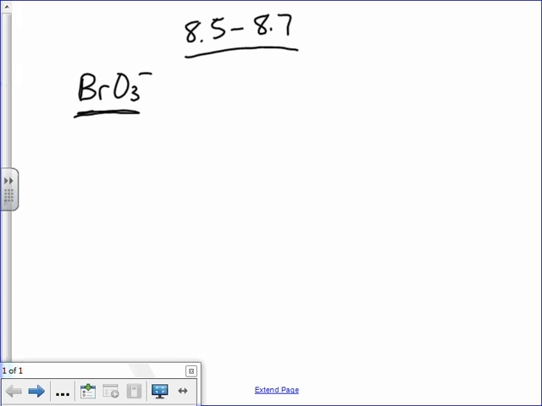All right, so BrO3 minus, Br is going to be in the middle, okay? And then you just put the oxygens around it. Doesn't matter where because we're not talking about shape yet, okay? And then you count the total number of valence electrons that we have here. So how many valence electrons do we have in this particular polyatomic ion?